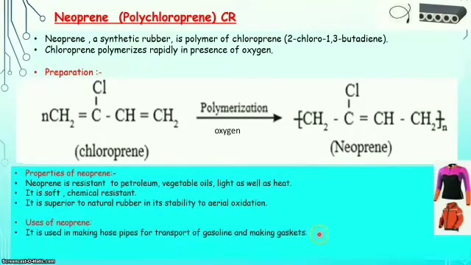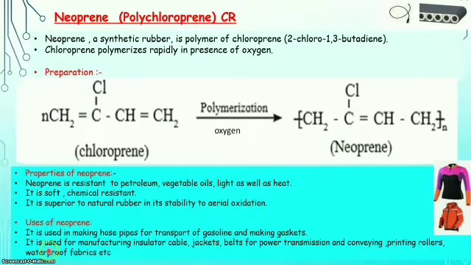What is this gaskets? Gaskets are the flat rubber pieces placed in between the metal surfaces of any engine to prevent the steam or gas or oil from escaping. This neoprene is used for manufacturing insulator cable, jackets, belts for power transmission and conveying, printing roller, waterproof fabrics, etc.